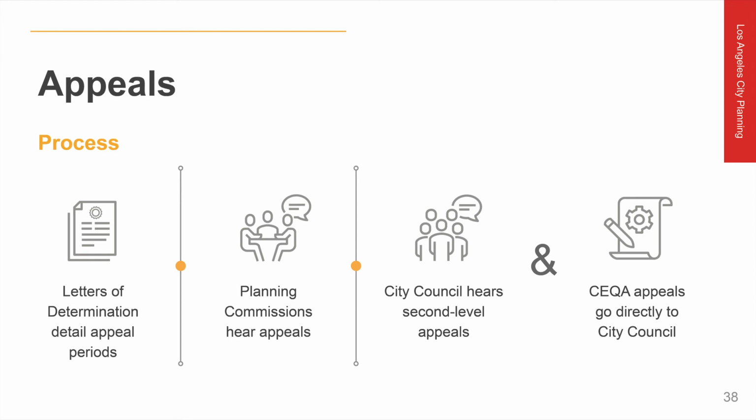All appeals of city planning determinations are initially considered by either an area planning commission or the city planning commission. When the zoning code allows for a project's determination to be appealed a second time, the city council will consider the merit of the second level appeal. The city council will also consider the merit of standalone CEQA appeals that may be filed with the city council. That's in the event the project's discretionary entitlement can only be appealed once to the area or city planning commission.